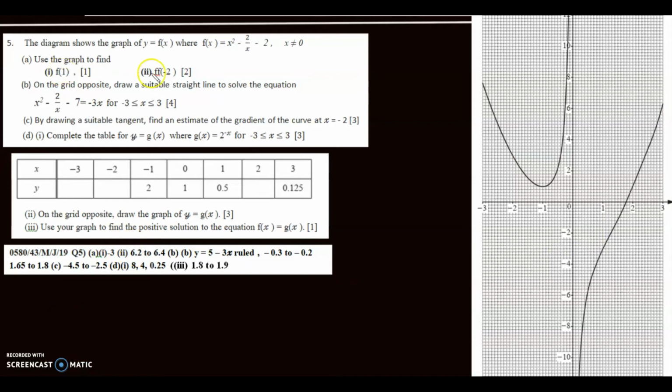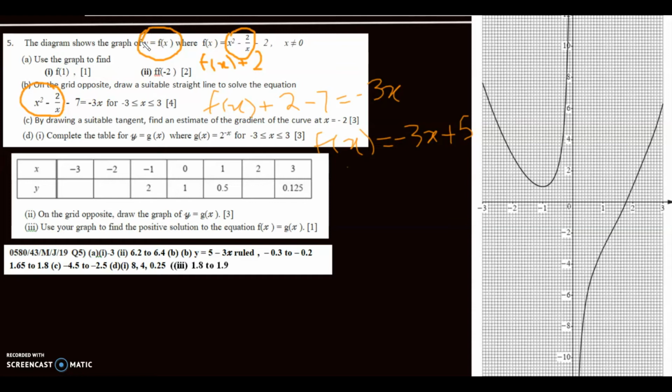Okay, part B. On the grid opposite, draw a suitable straight line to solve this equation. Now, the left hand side is equal to this, right? So what I can do here is substitute f(x) plus 2 for the whole orange term. I'll replace the orange circle with f(x) plus 2. So I'm getting f(x) plus 2 minus 7 equals minus 3x, which is actually f(x) equals minus 3x plus 5. And we also know f(x) is equal to y.